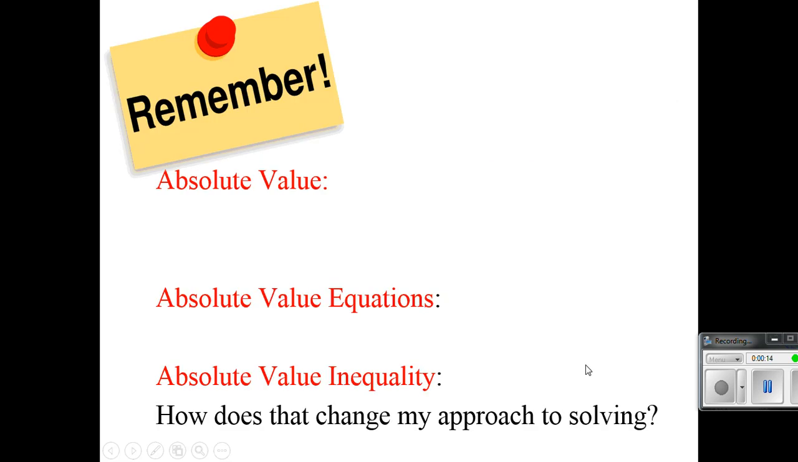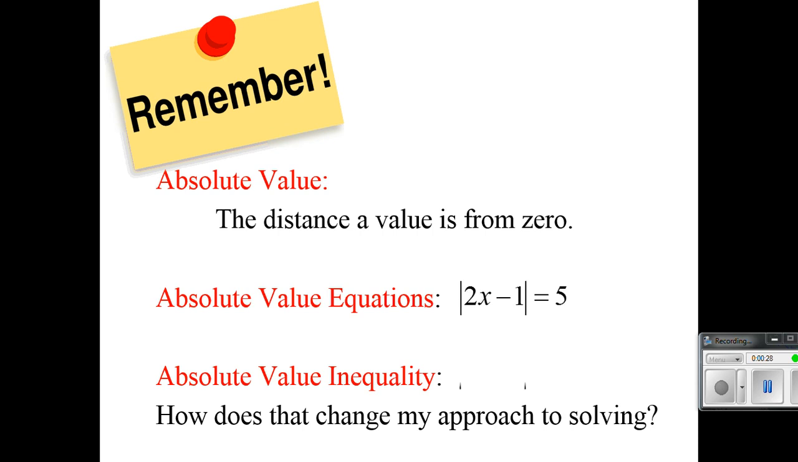So first we're going to talk about the things we already know, just to be sure we're on the same page. Absolute value is your distance from zero. It's always positive. Absolute value equations have equal signs, and absolute value inequalities have greater than or less than signs. So today, if I'm going to graph and solve an absolute value inequality, does that change my approach on how I'm going to solve them? I would say no, but the solutions are going to look way different.